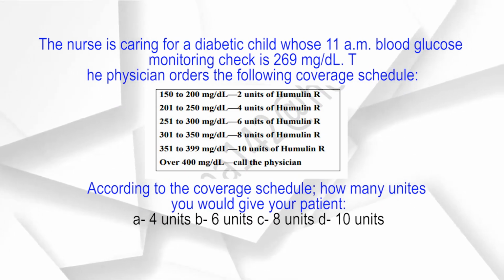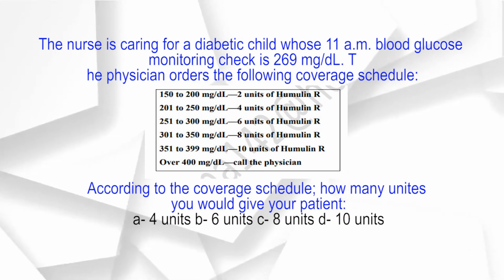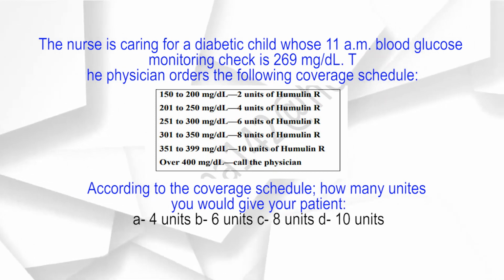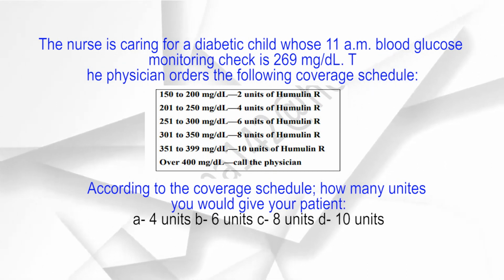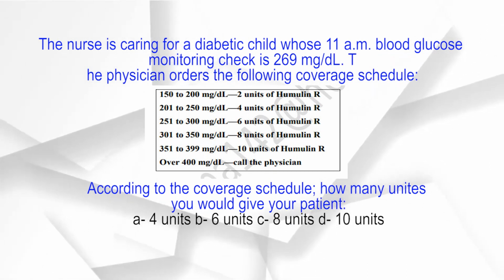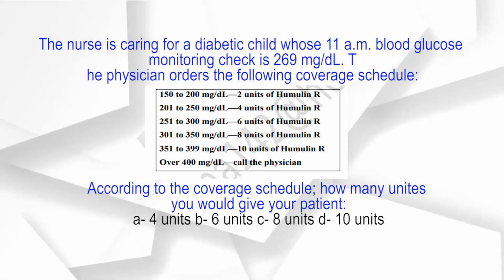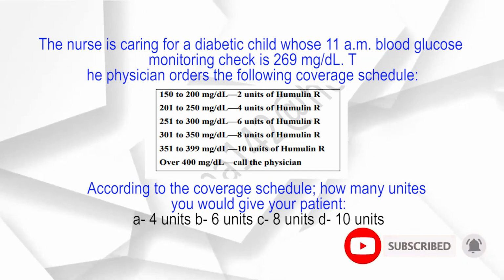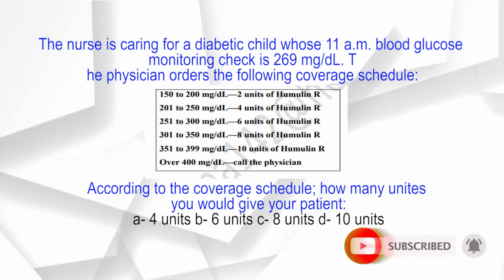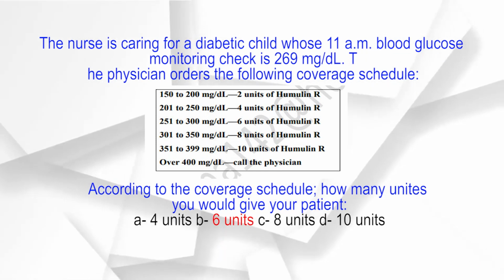Guys, here our next question. The nurse is caring for a diabetic child whose 11 am blood glucose monitoring check is 269 mg per deciliter. The physician orders the following coverage schedule. According to the coverage schedule, how many units you would give your patient? Answer. The options are A 4 units, B 6 units, C 8 units, D 10 units. And the correct answer is option B 6 units.